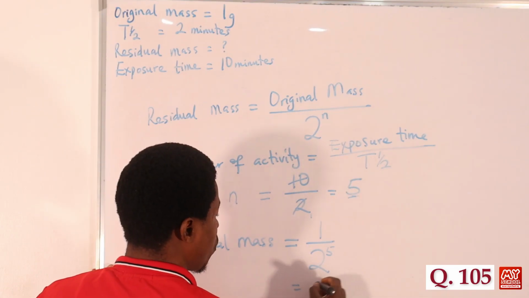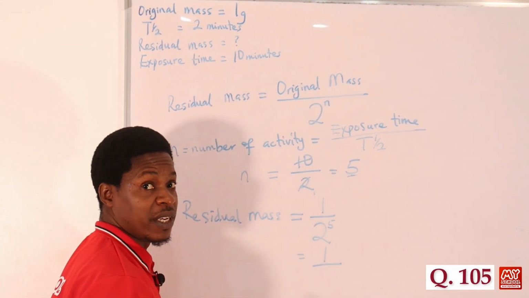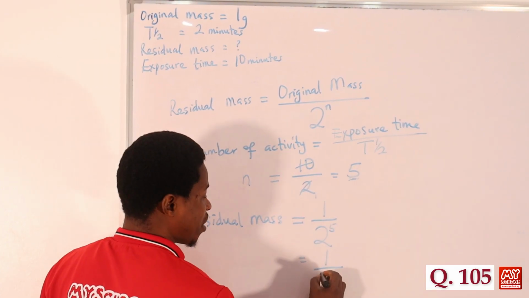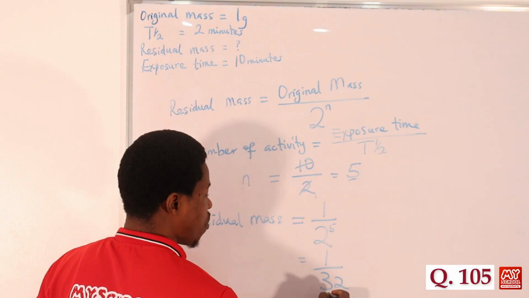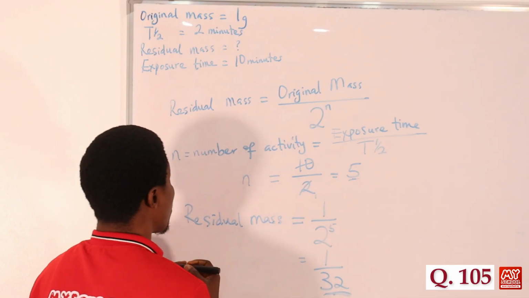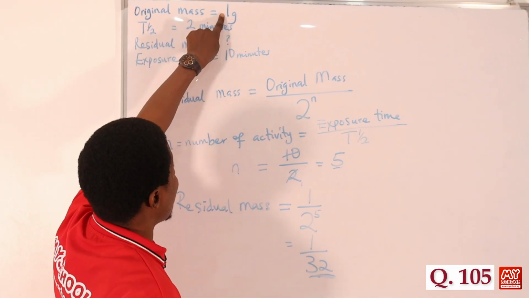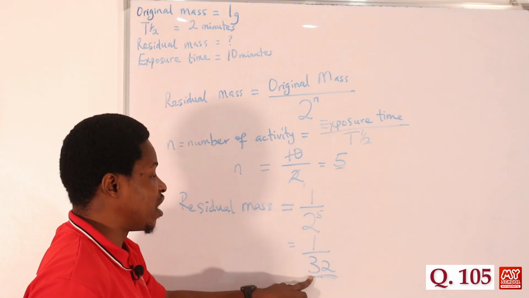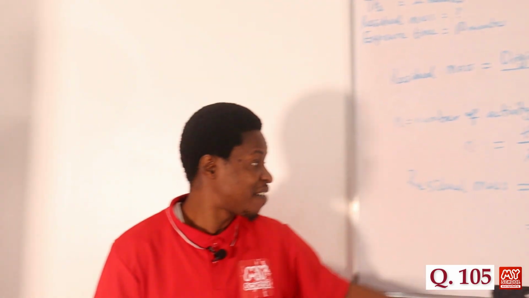So that will be equal to 1 over 2 to the power of 5. In maths, that means 2 times 2 times 2 times 2 times 2. So that's going to give us 32. 2 to the power 5 is 32. So 1 over 32 is what we should have. So after 10 minutes, this 1 gram would have disintegrated, every 2 minutes, into 1 over 32. So let's move on to the screen and see if we have that in our options.